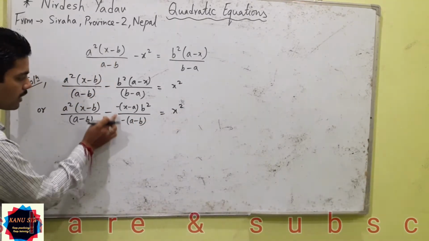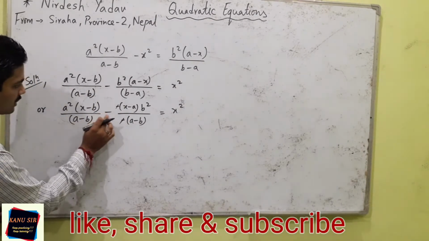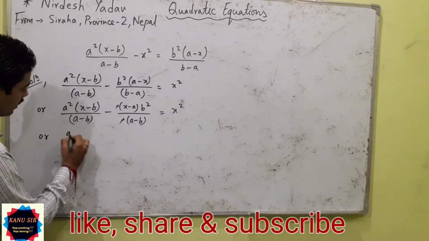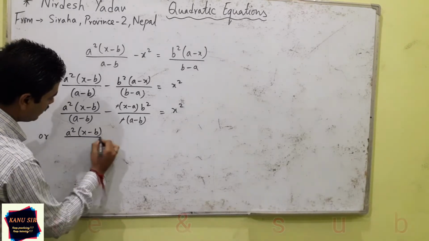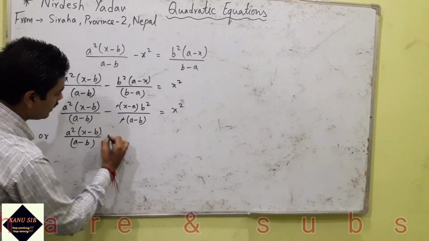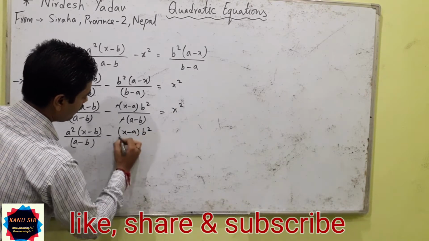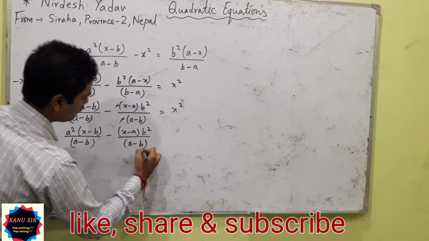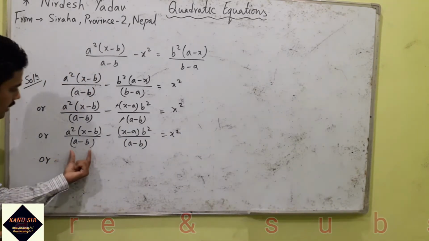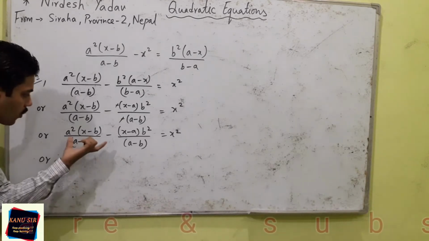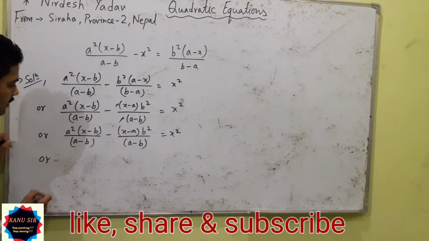But because minus can be distributed among them, there will be no change in this symbol here. You can write again (a square x minus b) upon (a minus b), then minus, here you will get (x minus a) b square, then you will get a minus b, equals x square. After that, you can take a minus b as LCM and solve them, or you can take a minus b common and solve them, the meaning will be the same.